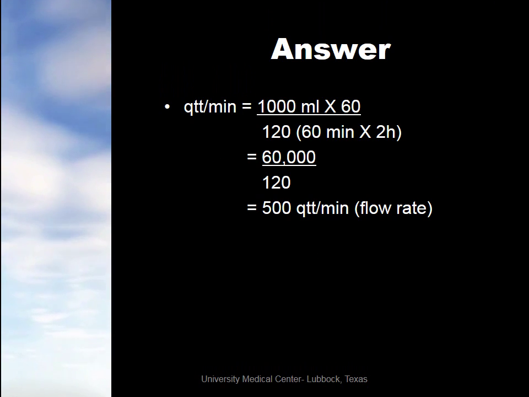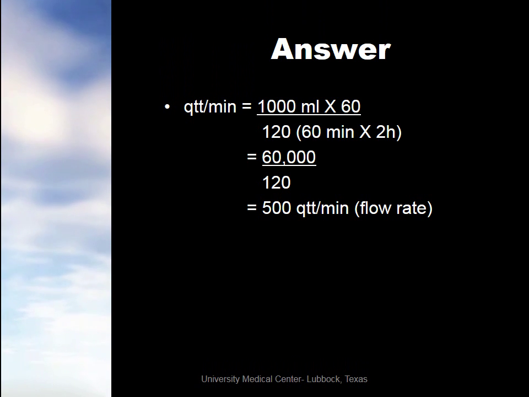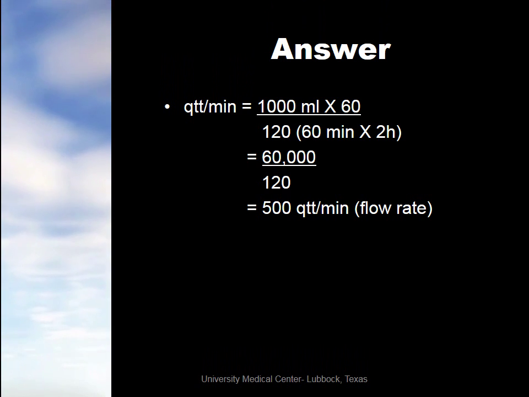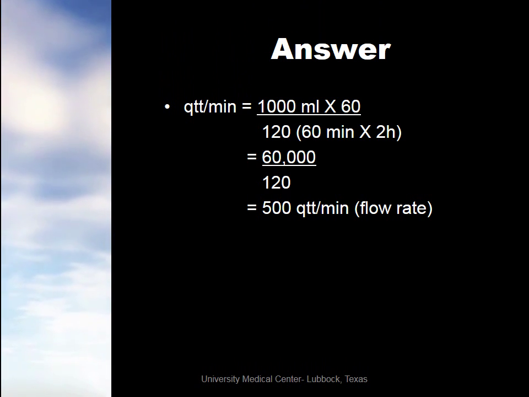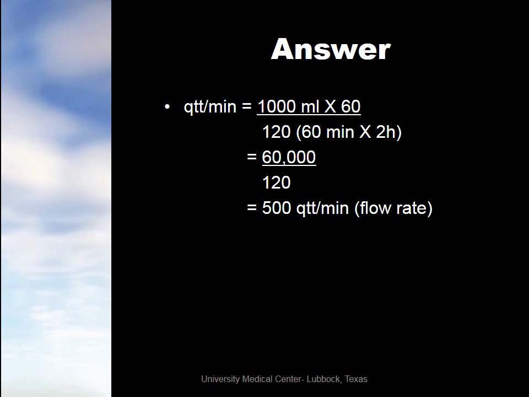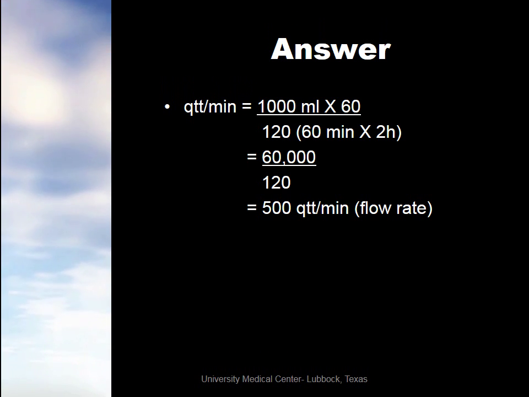The drops per minute equals 1,000 mLs times 60. The time in minutes is 2 hours times 60, which is 120. So therefore, you would divide 60,000 by 120. Therefore, your answer is 500 drops per minute.